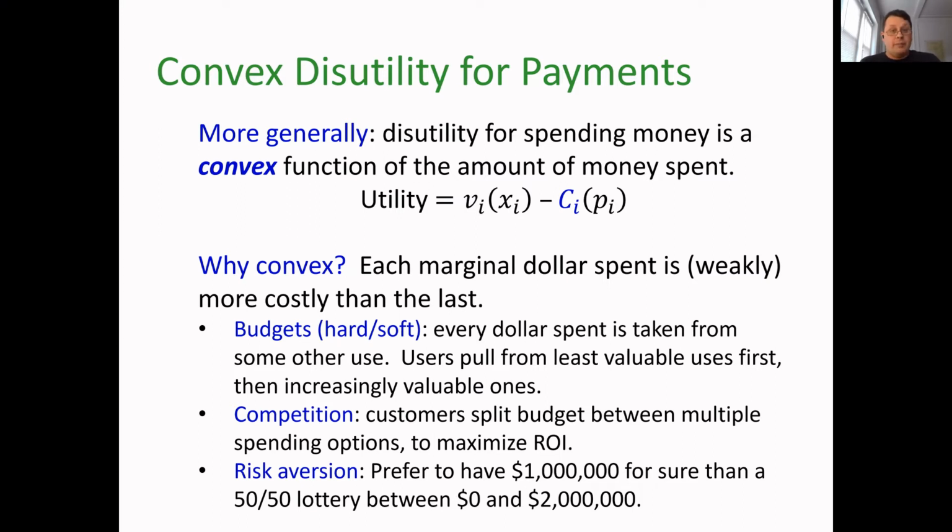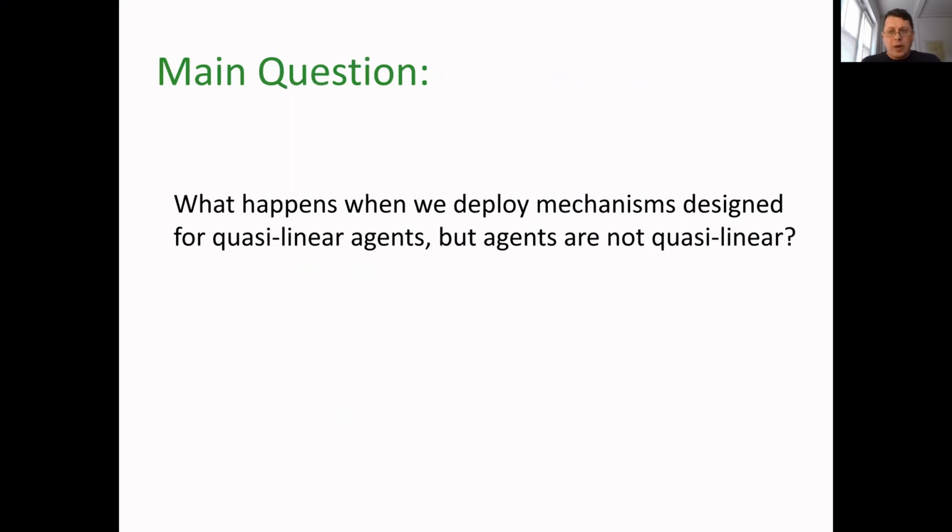Okay, so our main question is, if we believe that this quasi-linearity assumption, while convenient, doesn't necessarily model reality, especially in certain contexts, what would happen if we took this theory of mechanism design for quasi-linear agents and all of the constructions and best practices that come out of that theory and deployed them in environments where the agents might not be quasi-linear? How robust is this theory to non-quasi-linear behavior that users might actually exhibit?